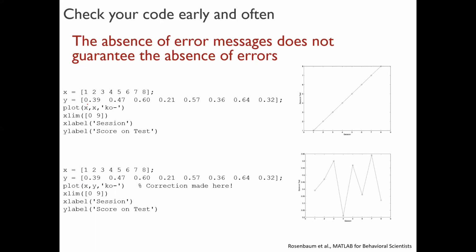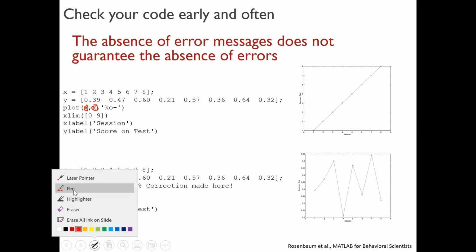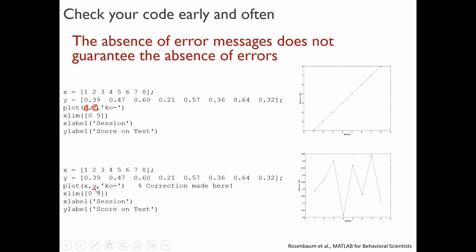Here, I should have x here, and then y adjacent to it. But instead, I have x and x. And now you can see that in the second example, I now have x and y. So this is a case where making sure that the output, the figure, looks like you think it should based on your understanding of the data is really important as a way to check your code.